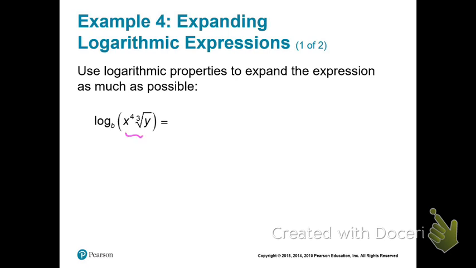So when I look at this, I first notice I have 2 things being multiplied. I have that x to the 4th times the cube root of y. So because they're being multiplied, I can separate them using addition. So I got my log b of x to the 4th plus my log b of my cube root of y.